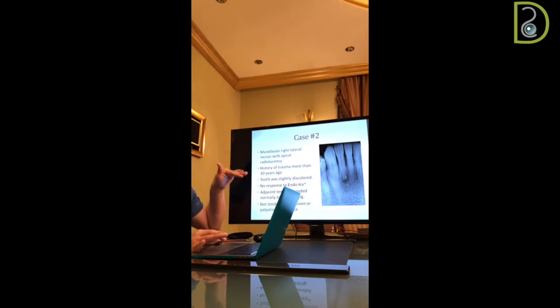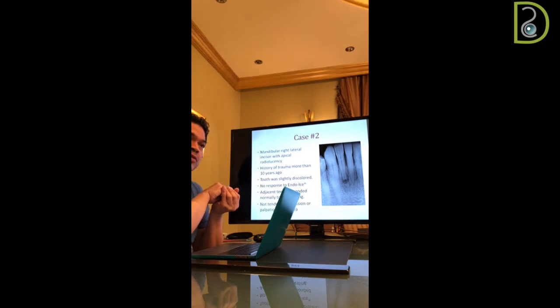So if you go with each statement, history of trauma, that means we have trauma. Trauma usually causes pulp necrosis. Why? Because trauma makes constriction of the pulp, so the blood supply is reduced and usually the pulp becomes necrotic and the tooth becomes discolored. No response to endo ice. It confirms that the pulp is necrotic.